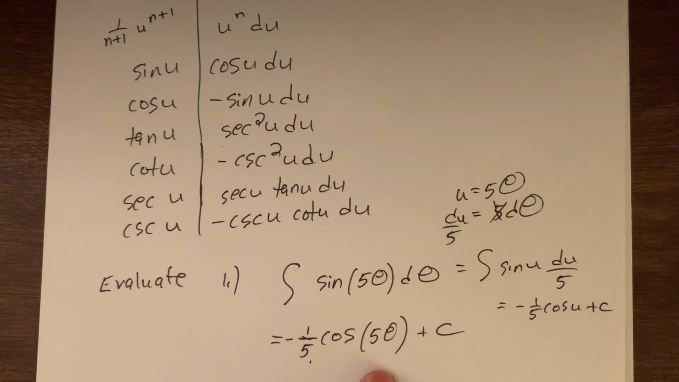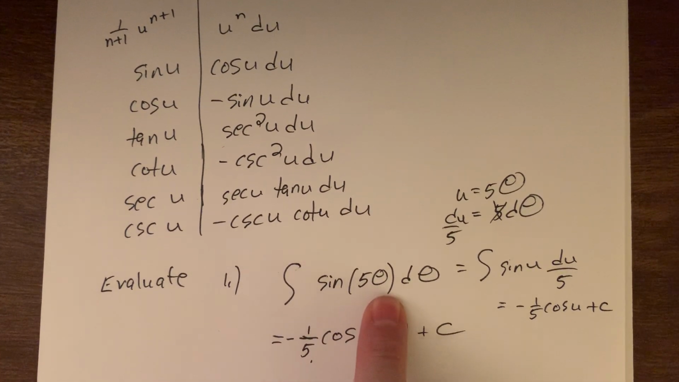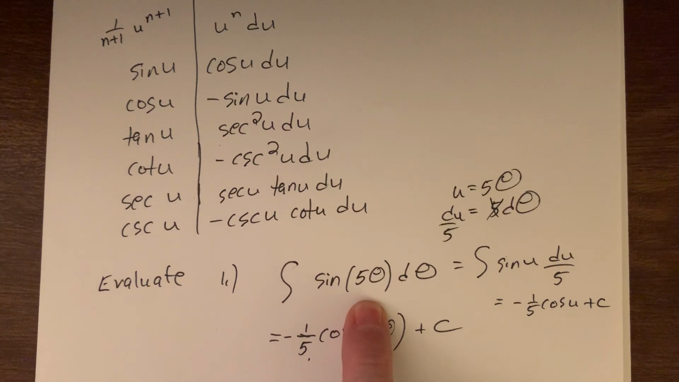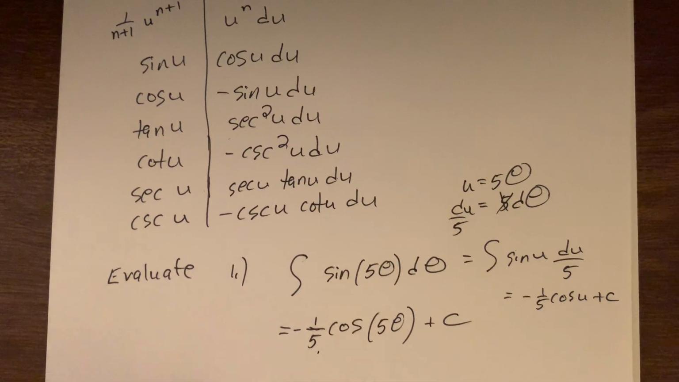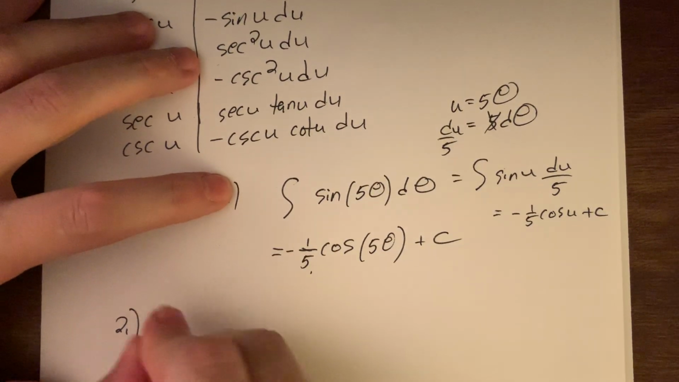Now this one, it's not just because this was a trig function, it really was just the inner outer. The inner was just barely more than just a theta or just an x. Okay, so now let's do number 2. And let's take a look at another, again, not easy, but nothing too crazy either.